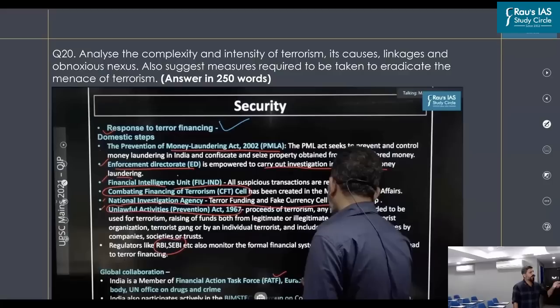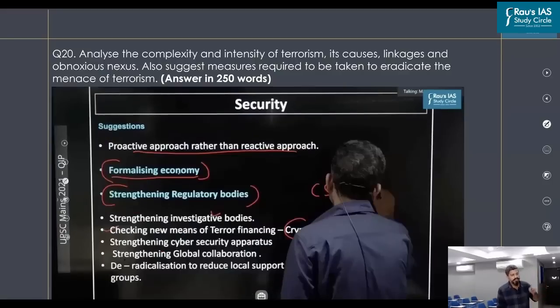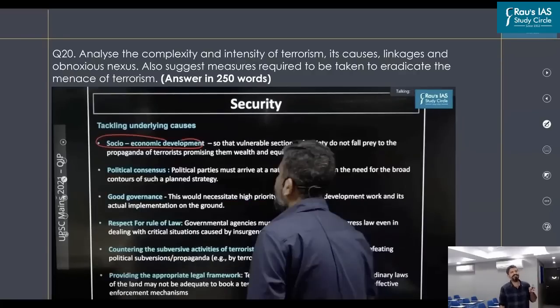Then in this part, we also need to analyze why India is vulnerable to money laundering. India is vulnerable because we have a huge chunk of informal economy which can be utilized by terror organizations for financing. So that is also one suggestion that we can give here. Plus, besides strengthening the security architecture and handling the financing of terrorist organizations, the most important part is tackling the underlying issues which in turn breed terrorism in India.